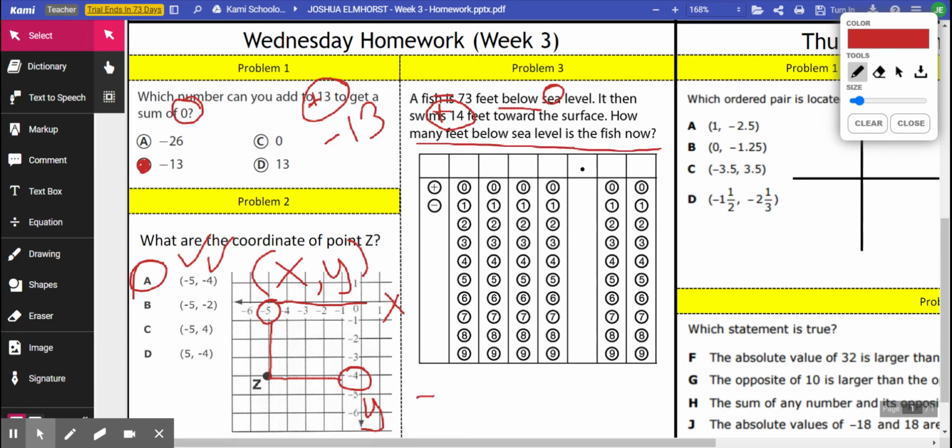So if it started at -73 and then it swam up 14, we can take a look at these two. We have -73 feet and then +14. Because they are opposite integers, we have negatives and positives, we can actually subtract.